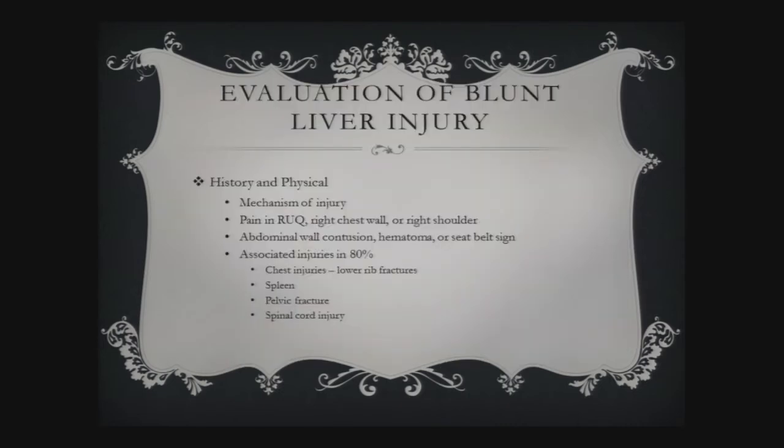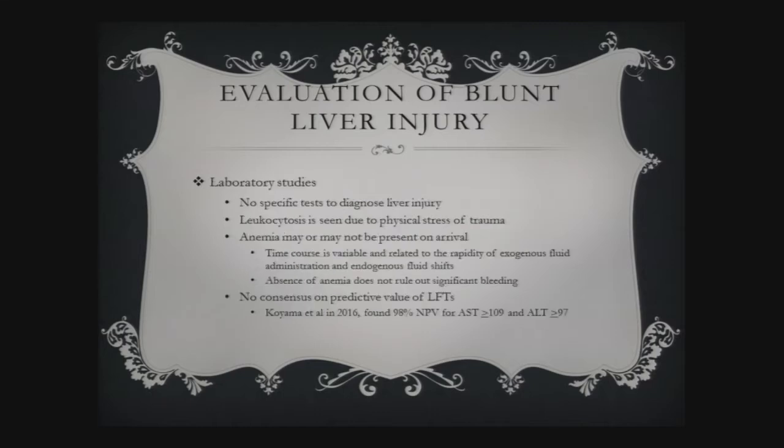So when we evaluate blunt liver injury, the first thing we do in the trauma bay is obviously history and physical. We look at the mechanism of injury, how fast was he going, what kind of force was there, and what should we look at. On exam, a lot of times pain in the right upper quadrant, right chest wall, or right shoulder, and you should look for seatbelt signs, contusions, and hematomas. There's associated injuries in 80% of people with liver injury. The most common one being lower rib fractures, which he also had. These chest injuries, also spleen, as well as pelvic fractures and spinal cord injuries with that much force.